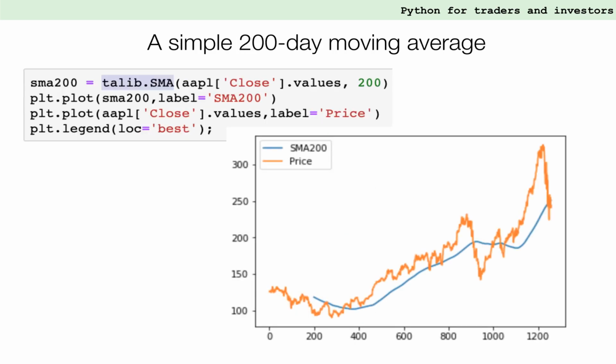Once we have the data, TA-Lib is fairly simple to use. For our first example, we choose a simple moving average, which we can find under the acronym SMA. We feed it the close price of our price data and also tell TA-Lib to use a lookback window of 200. What this means is that at any given time t, this indicator calculates the average of all the values from t minus the lookback window to t, for example 200 days.